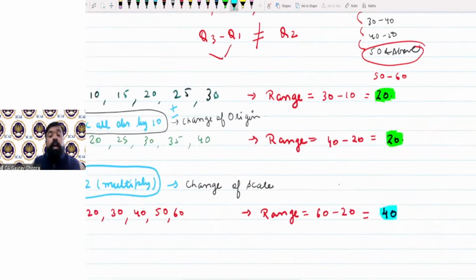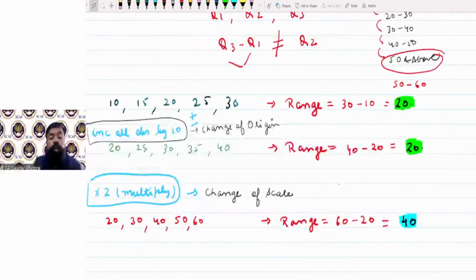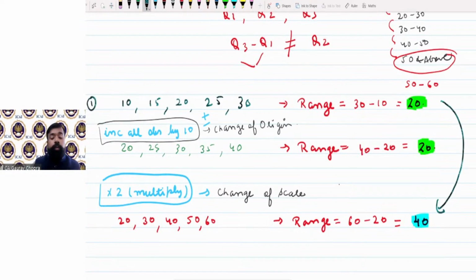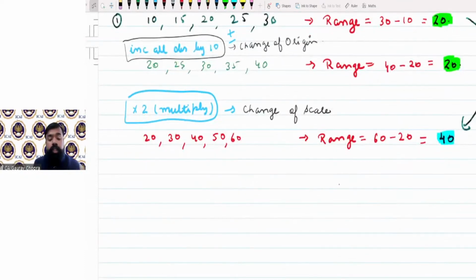इस बार हमने सारे ऑब्जर्वेशन को 2 से मल्टीप्लाई किया तो रेंज भी 2 से मल्टीप्लाई हो गया. That means it is affected due to change of scale. So range gets affected due to change of scale, but not due to change of origin. Okay. So you have to be very careful. जब भी कहा जाए कि उस पे इफेक्ट होगा या नहीं, you have to remember change of origin has no impact, but change of scale will impact.